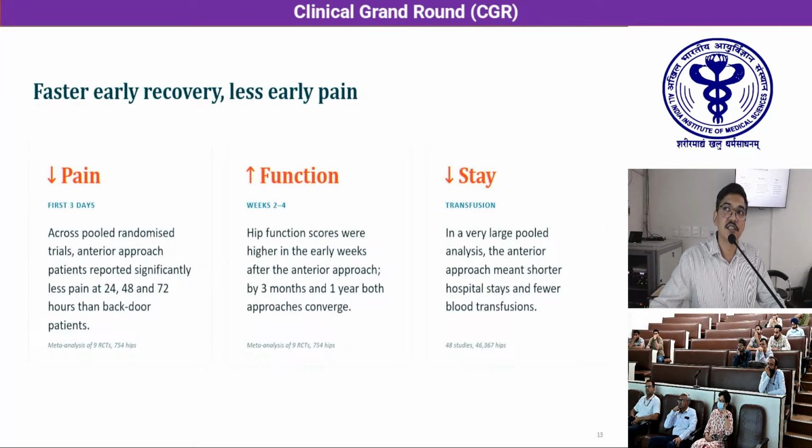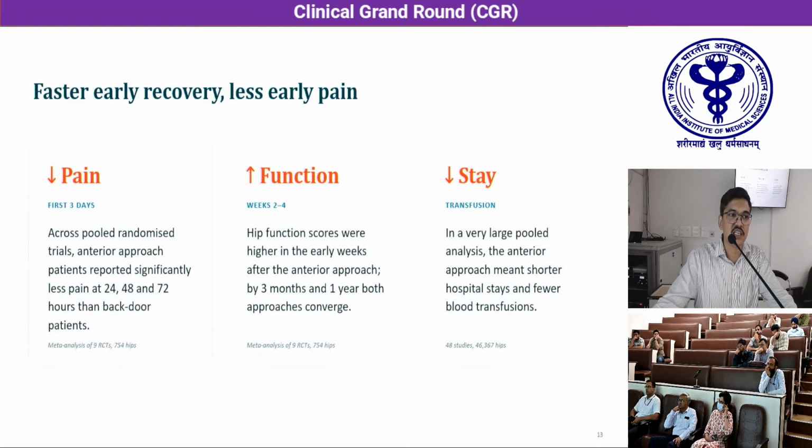All the studies say the pain reduces. So definitely pain is less compared to any other approach. At 24 hours, 48 hours, 72 hours, pain is much less than any other approach for the hip. The function is better for the initial 3 to 6 weeks, but all the approaches converge to the same endpoint. The function plateaus after 3 months or 1 year across the approaches.